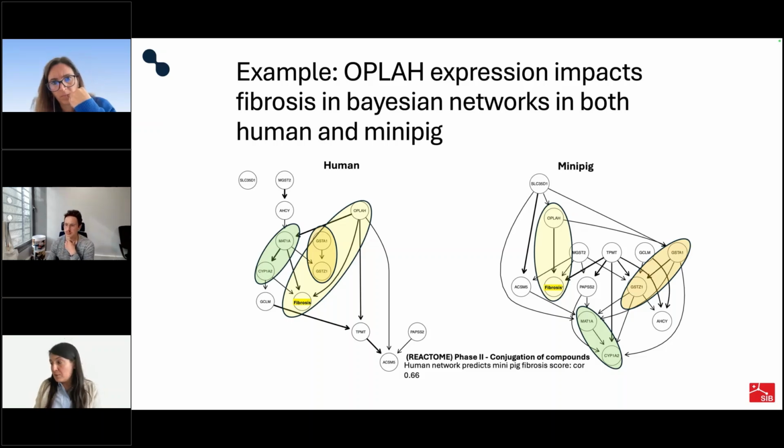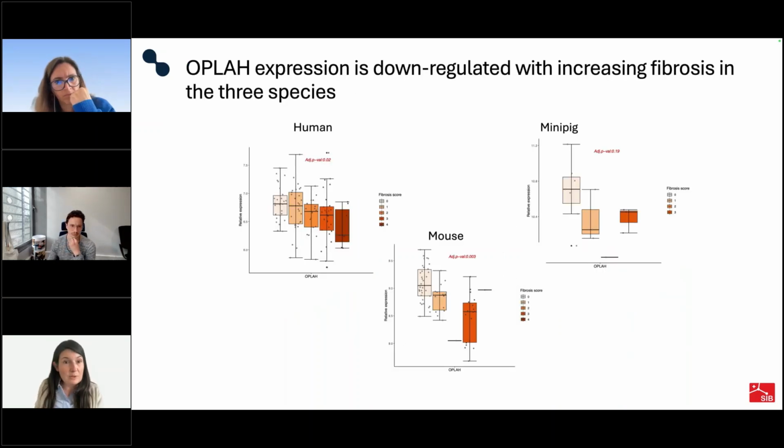We also confirm this at the expression level, that OPLA is affected during fibrosis development, and this is true across human, mini pig, and mouse, because we also checked in another data set that we had from mouse. We also see the same causal relationship between OPLA and fibrosis in this data set.